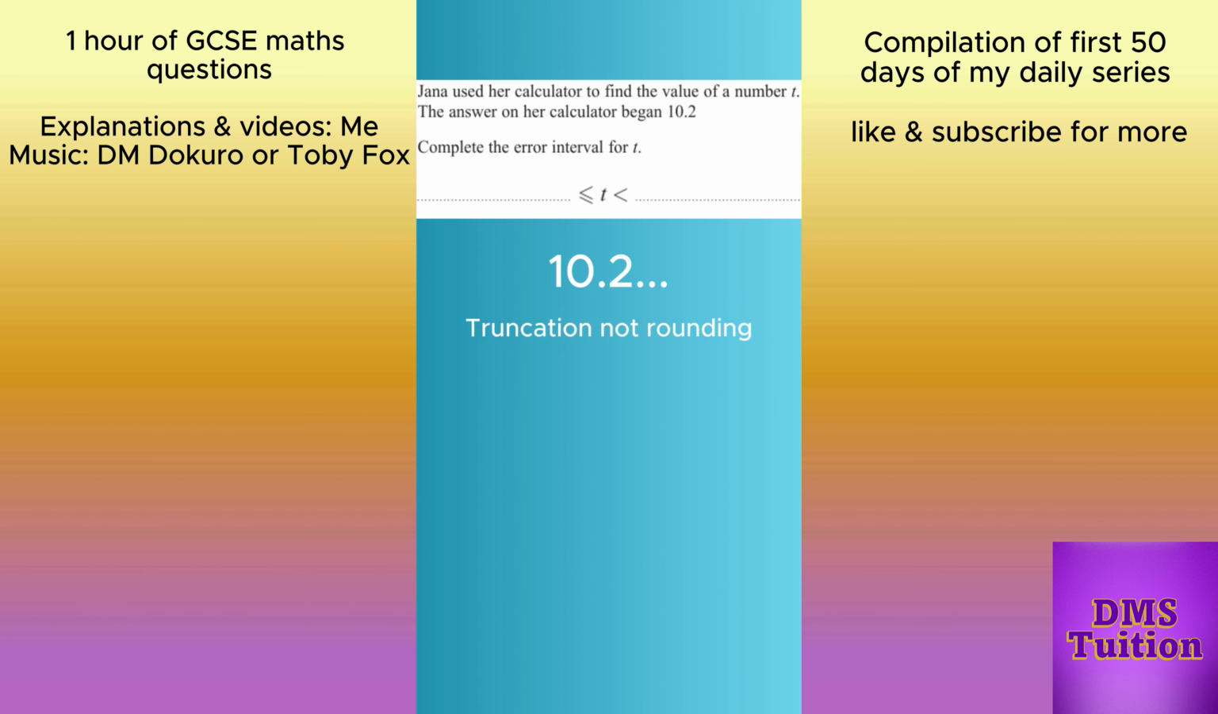If it was rounded, then the error interval would be different, but for truncation, it is simply greater than or equal to what it is being truncated to, which in this case is 10.2, but it also has to be less than 10.3, as if it's greater than 10.3, it won't be truncated to 10.2. So t has to be greater than 10.2 and less than 10.3.